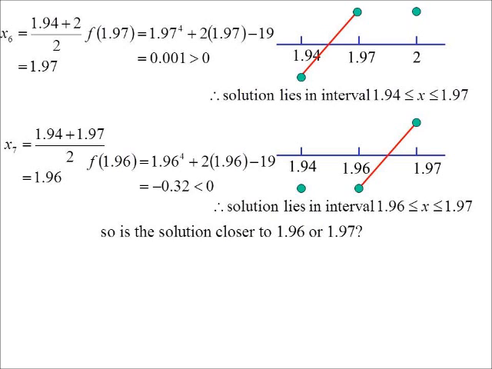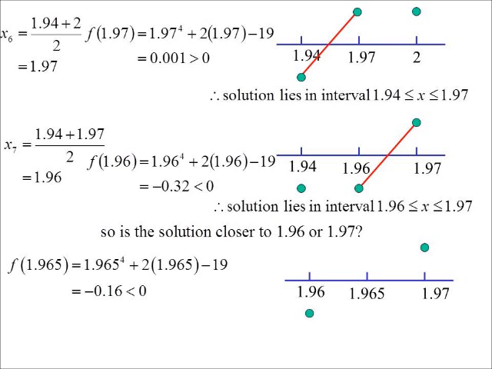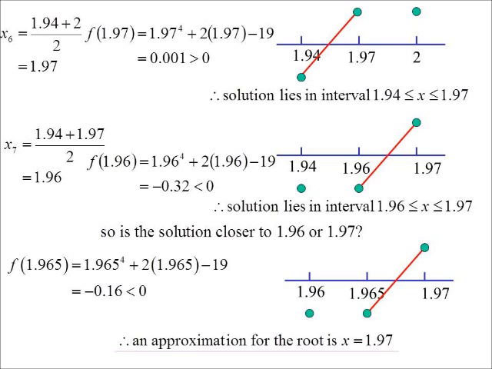So which one is it? 1.96 or 1.97? Because in the middle will be 1.965, and to 2 decimal places, that's 1.97 either way. So one of those must be the answer. How do we know which one? Go to one more decimal place, and we'll find out which one it's closer to. 1.965 gives me a negative number, so therefore it's closer to 1.97 than it is 1.96. So to 2 decimal places, we have a solution to our equation, 1.97.